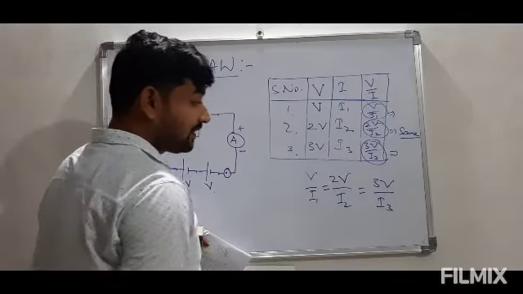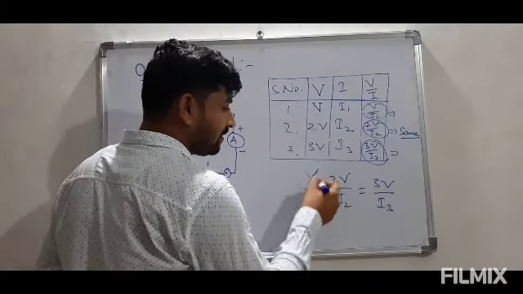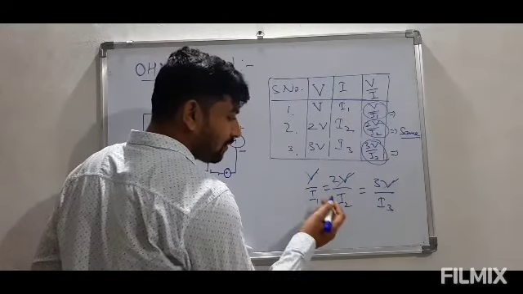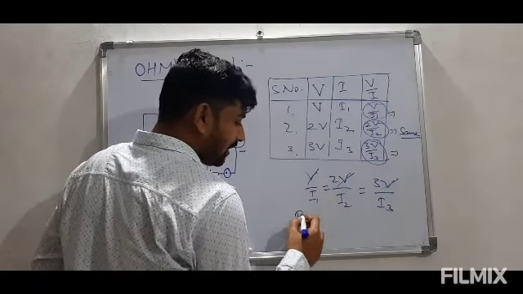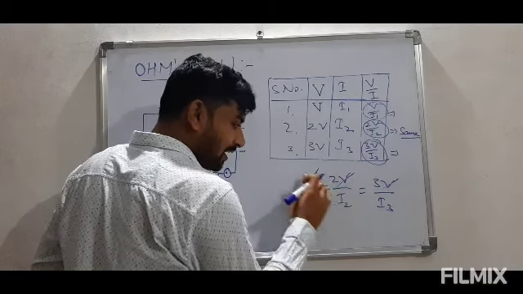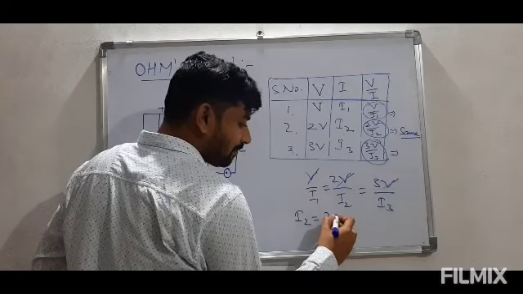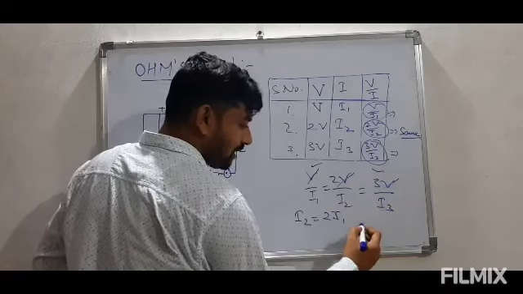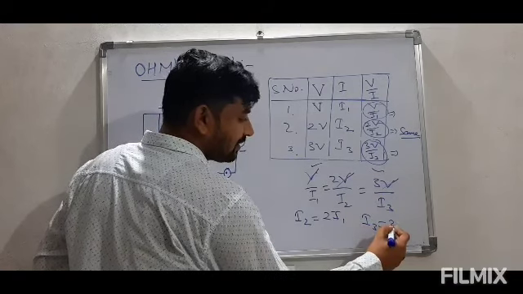From here what are we getting? If we look, these V's can be cancelled. So if we take the first two together and cross multiply, I2 will be 2I1, and if we cross multiply the first and third, we will get I3 as 3I1.